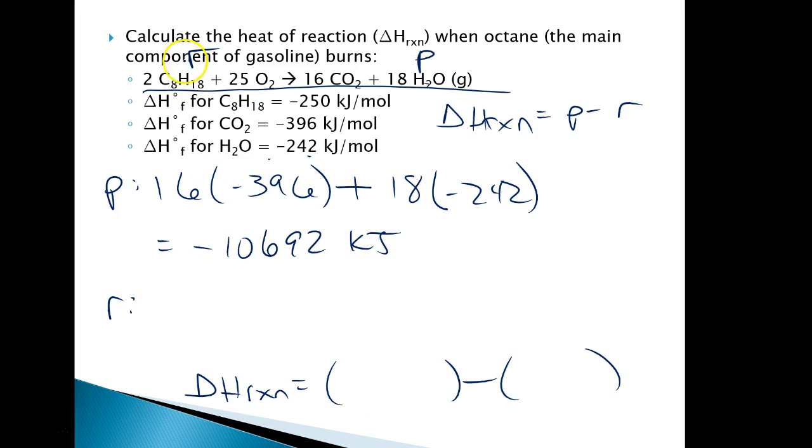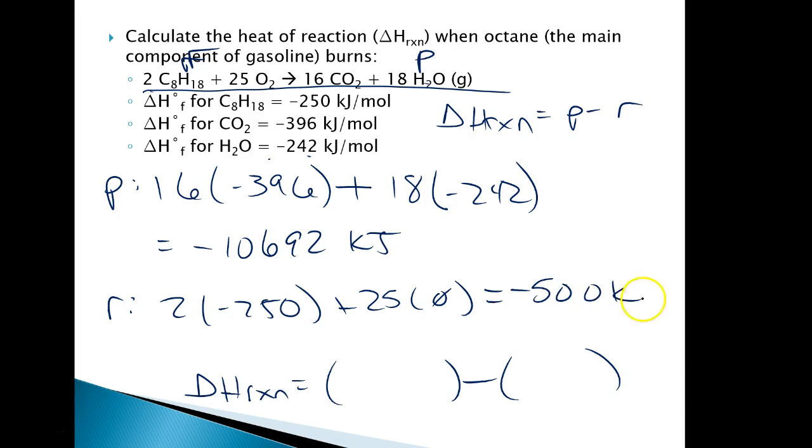For the reactants, these are my reactants, 2 times the octane. And again, I don't have a value for oxygen, and that tells me that probably it's an element, so I'm going to check. Yes, it is. That means it's 0. So I have negative 500 for my reactants. So products go here, negative 10,692 minus my reactants, negative 500.